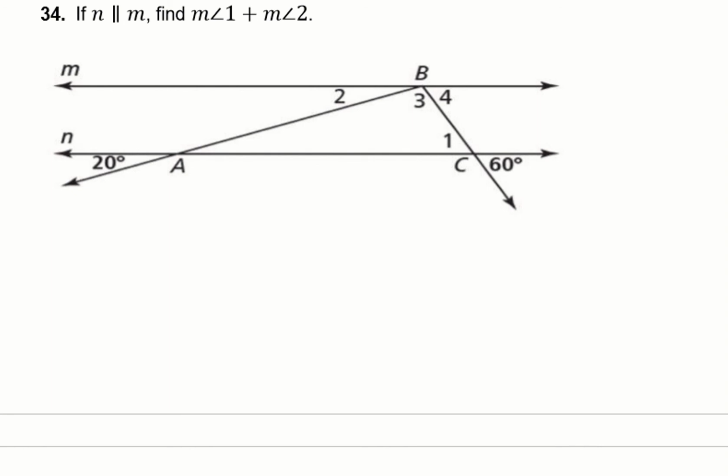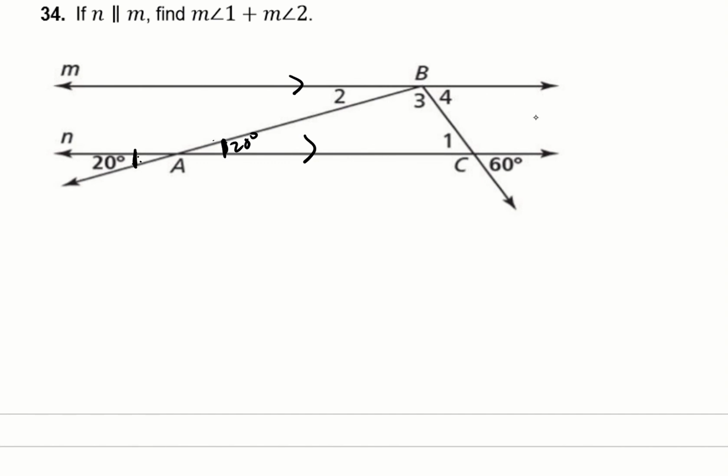So now if we know that this is 20 degrees, then because these are vertical angles, this is going to be 20 degrees as well. Remember, vertical angles is an angle pair where you have two lines crossing, and then you have two angles opposite of each other like this. So those two are congruent by vertical angles.